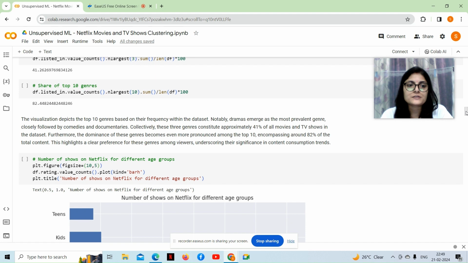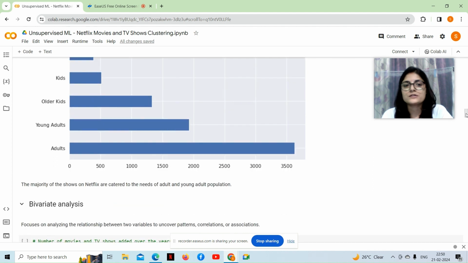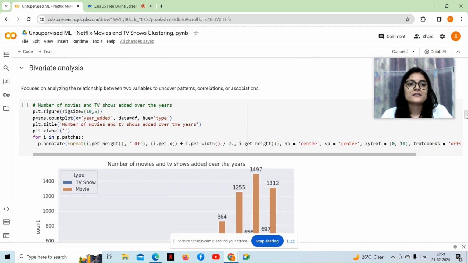Next, we are talking about the number of shows on Netflix for different age groups. This is also a horizontal bar graph. As we can see, the majority of the shows on Netflix are catered to the needs of the adult and young adult population. Now move to the bivariate analysis.